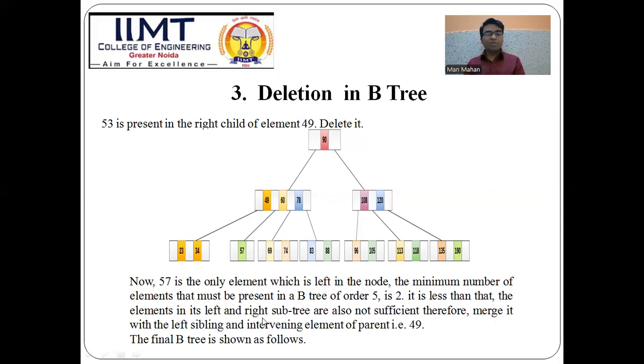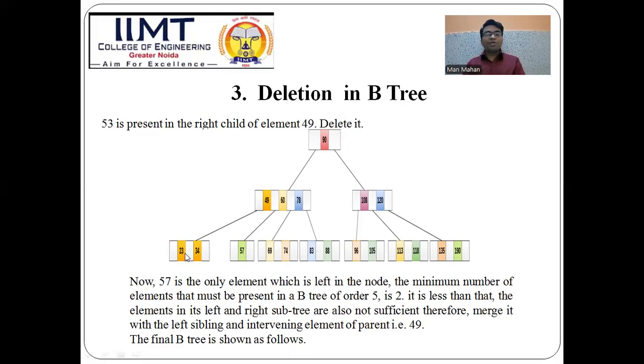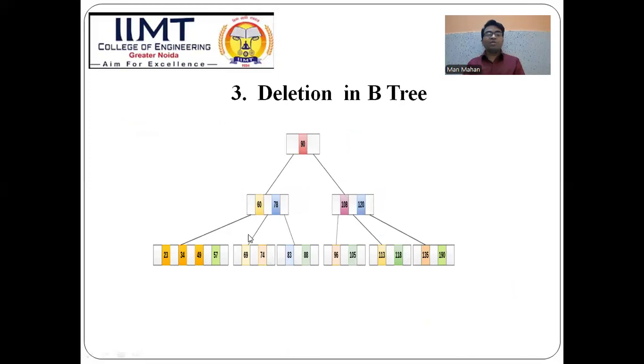Therefore, merge it with the left sibling and the intervening element of the parent, i.e. 49. The final B tree is shown in the following figure. Now we take here 23, 34, 57 and 49. These are merged into a particular node. Now we can see we merge 23, 34, 49 and 57 in a single node because we are maintaining the B tree property.